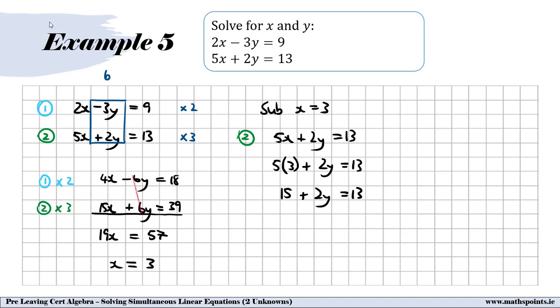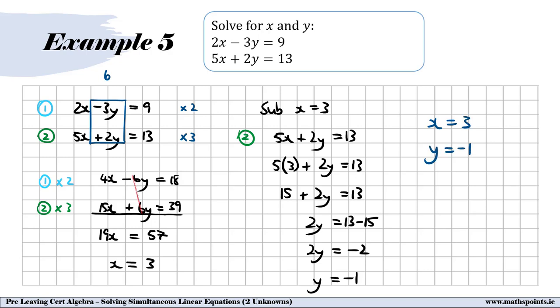I'm going to subtract the 15 from both sides to get 2y equals 13 minus 15. 2y equals 13 minus 15, which is minus 2. And finally, I'm going to divide both sides by 2 to get y is equal to minus 1. So in this simultaneous equation, we have values of x equal to 3 and y equal to minus 1.